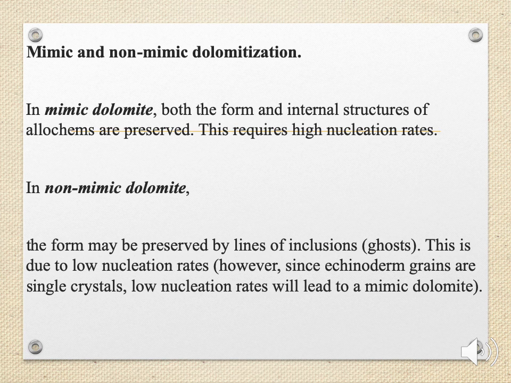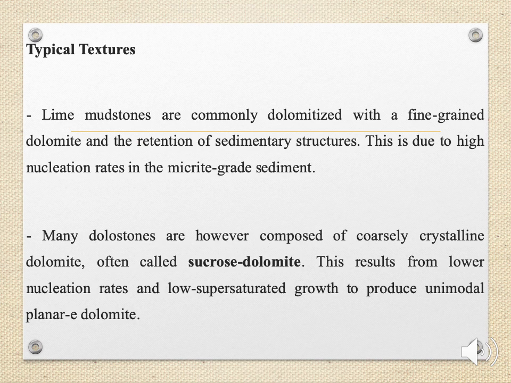Another term that I want to introduce to you is mimic and non-mimic dolomitization, or two terms rather. Now, in mimic dolomite, both the form and internal structures of allochems are preserved, and this requires high nucleation rates. In non-mimic dolomite, the forms may be preserved by lines of inclusions or ghosts, and this is due to low nucleation rates. Although one exception is the echinoderm grains, because they're single crystals, so low nucleation rates will lead to mimic dolomite rather than non-mimic dolomite.